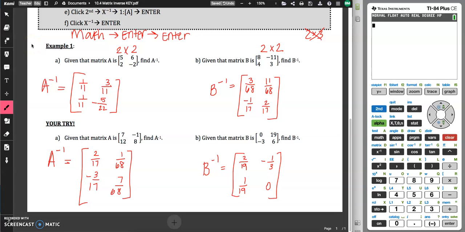All right, here are my final answers. Inverse of A is down here. Inverse of B over here. You can pause to look a little bit closer. Again, there's not really much work to show here for either of these because it's on the calculator.